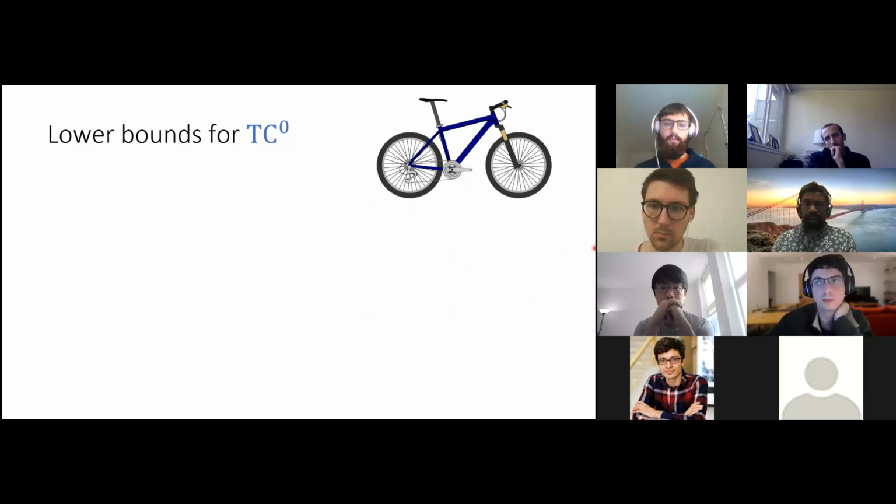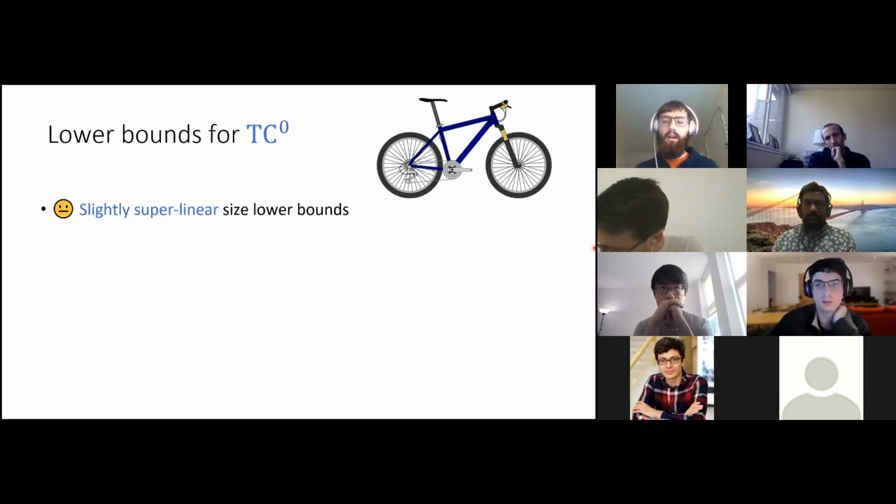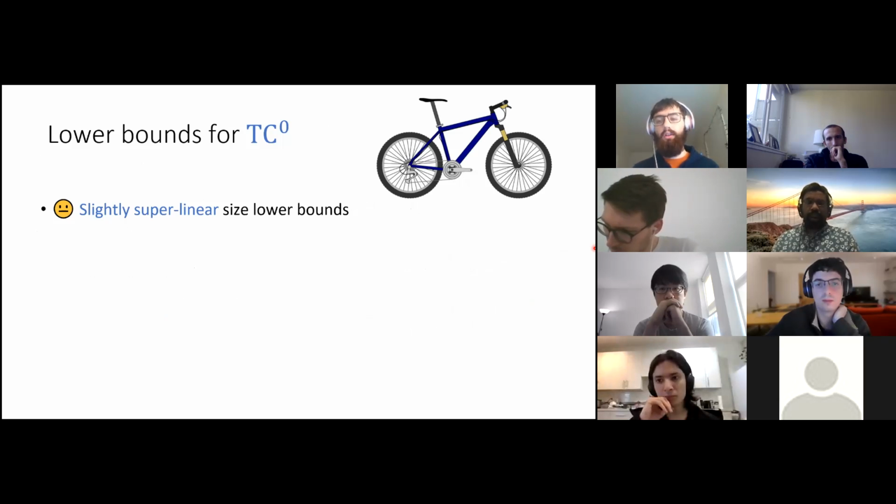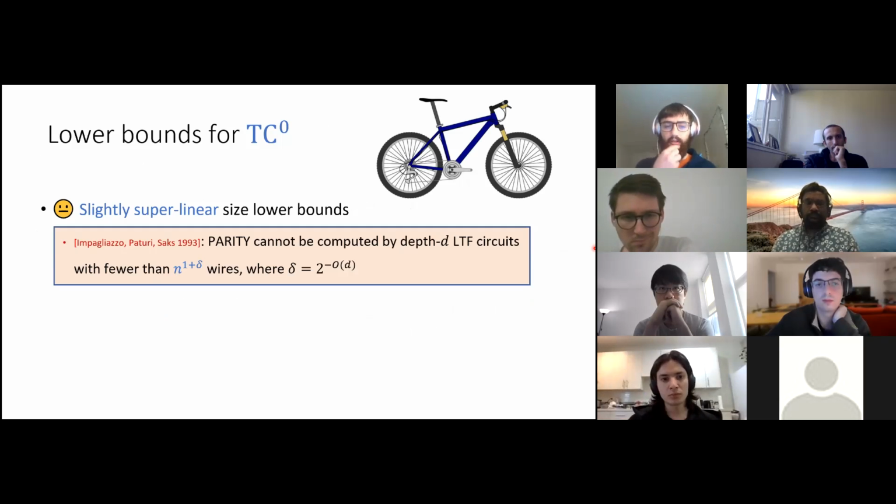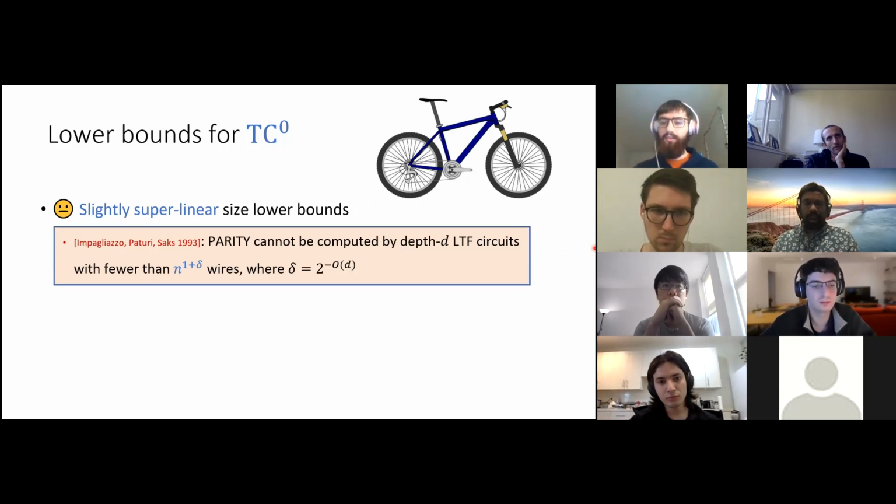So the state of the art for lower bounds for TC0 is not nearly as good as for AC0, but still something is known. For TC0, we have slightly superlinear size lower bounds. In particular, Impagliazzo, Paturi, and Saks showed, now it's been almost 30 years, that parity cannot be computed by a depth D LTF circuit unless it has at least like n to the 1 plus delta wires, where delta is some tiny positive number that decays exponentially with the depth D that we're fighting against.